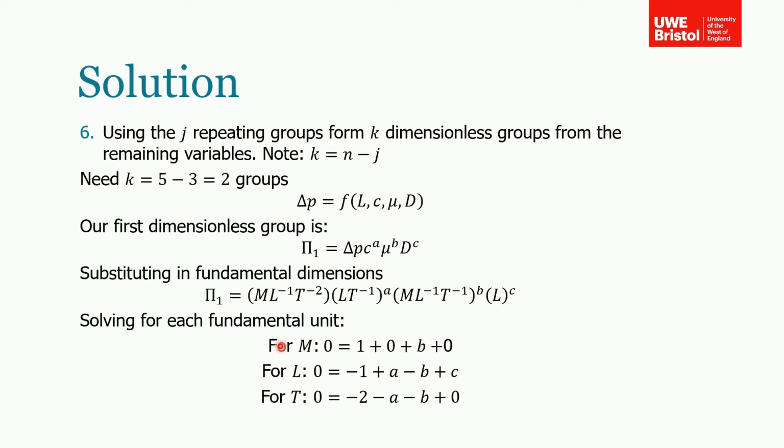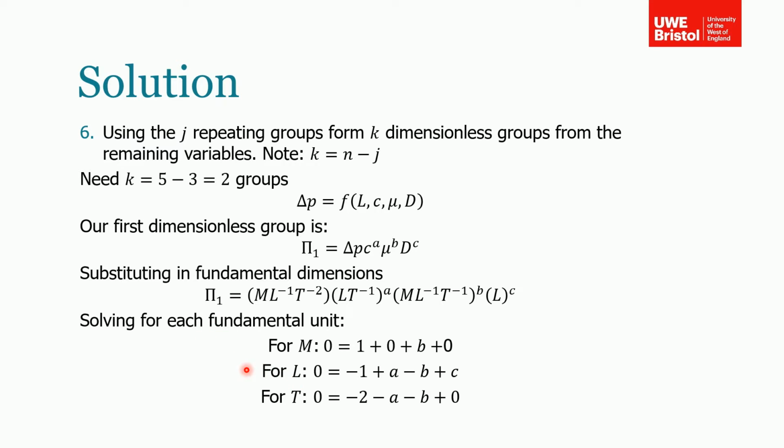So for mass, this is dimensionless, so there are no units of mass on the left hand side. We have mass in the first term, not in the second term, mass in the third term, so it's M to the power of b, and not in the final term.